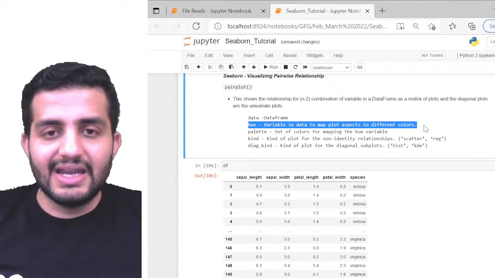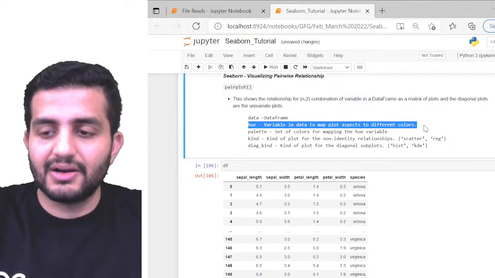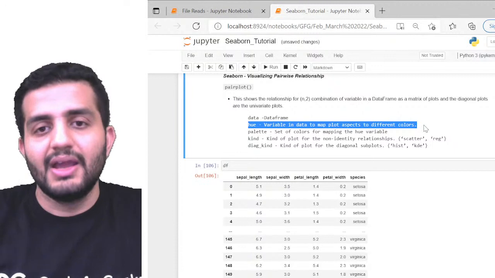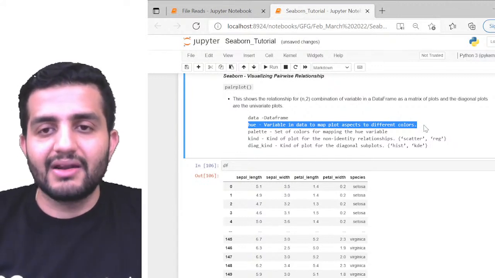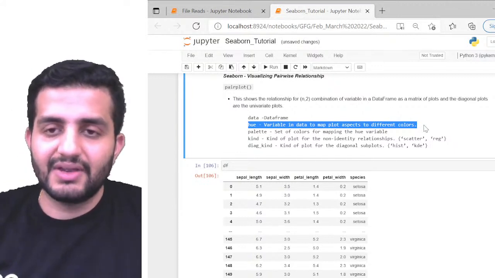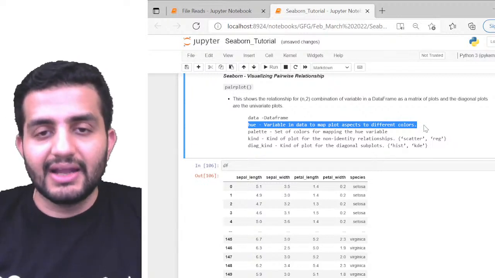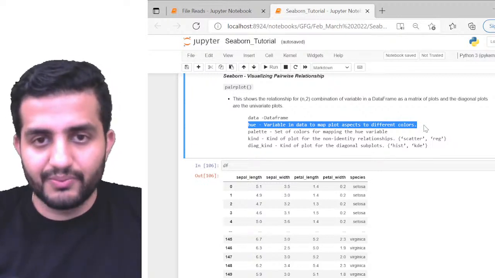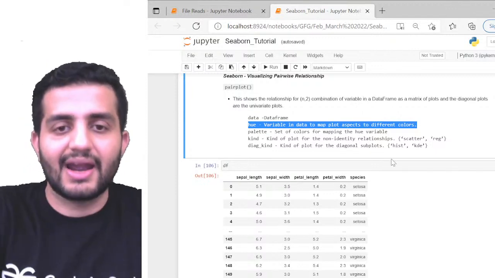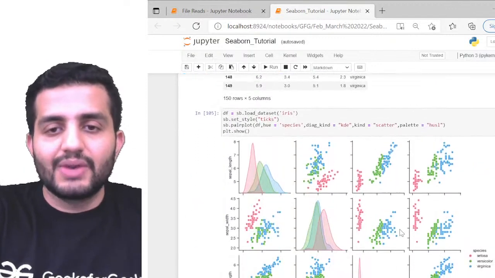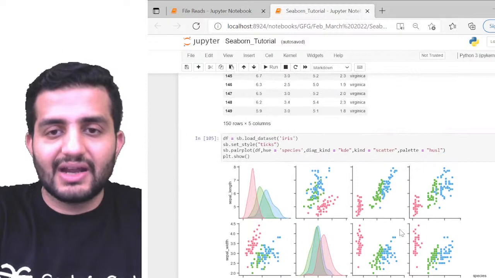And then we have kind. Kind is basically the kind of plot for non-identity relationships. So we have scatter, we have reg, right? That's what we can plot on kind. And then we have the diagonal kind. I'll tell you how we can use diagonal kind as well. Okay, now just look at this graph. This is a very interesting graph, I'll tell you.